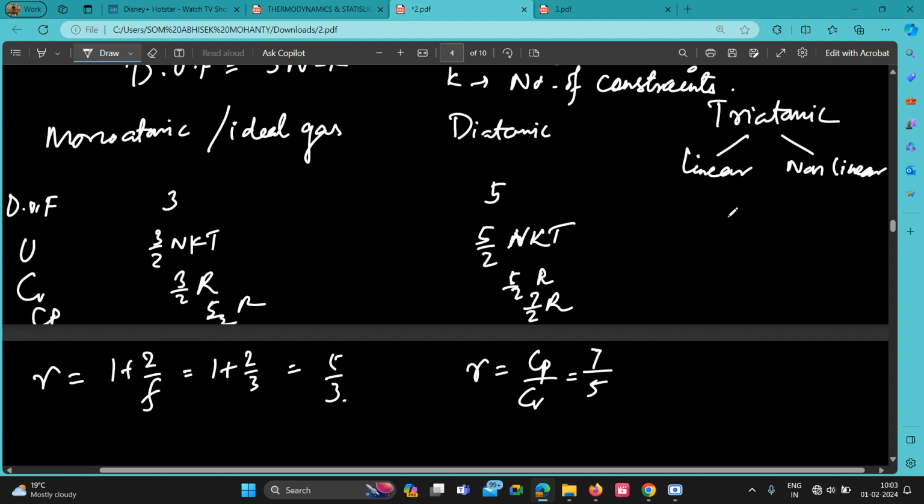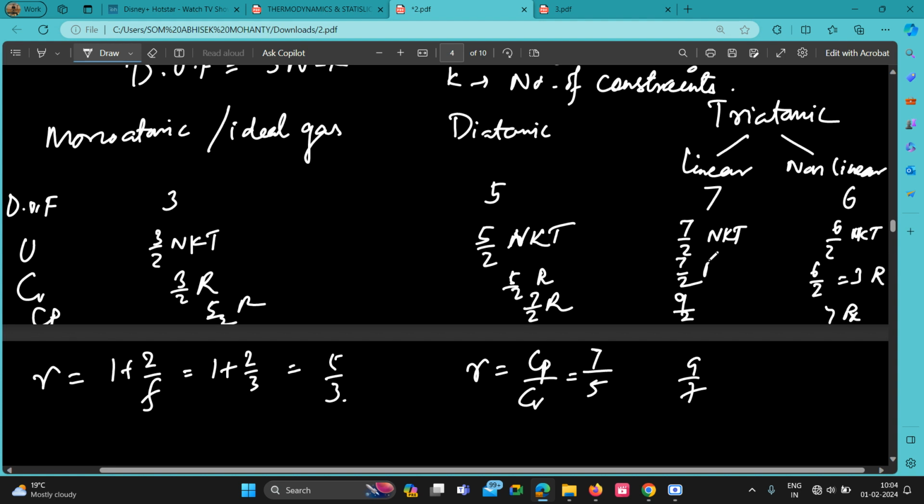Now triatomic linear. For linear it is 7. So U becomes 7/2 NkT. If Cv is 7/2 R, Cp is 9/2 R, so gamma is 9/7. Now non-linear is 6. 6/2 NkT, that means 3. So Cv is also 6/2 R, that means 3R, and Cp is 4R. See how easy it is, right? Alright, got it?